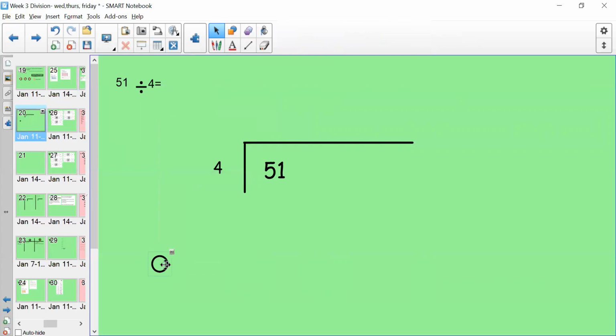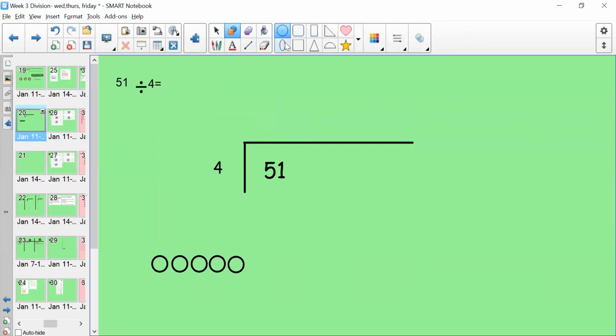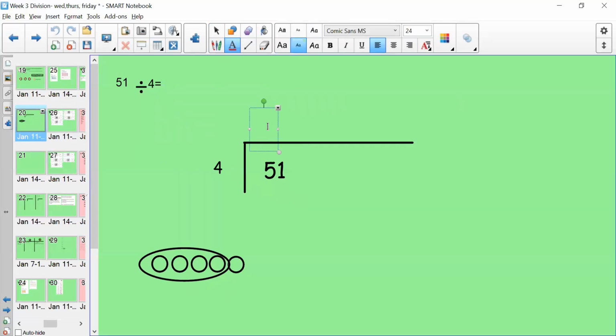So we can draw 5 dots. So it's 1, 2, 3, 4, 5. And then we can circle 4 because we're dividing by 4. So we can see that 4 goes into 5 once. And there is still 1 left over, so we can't forget about that one. So that gets regrouped to the ones column. Just make a small one.